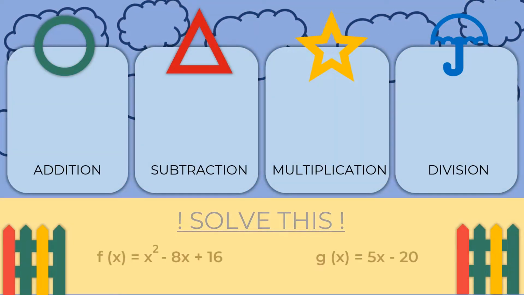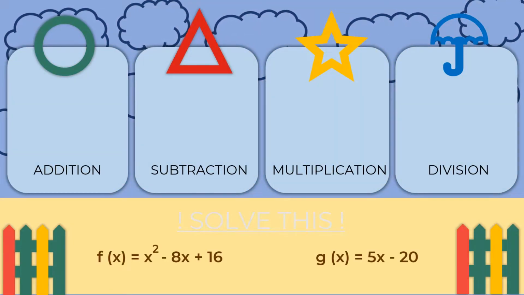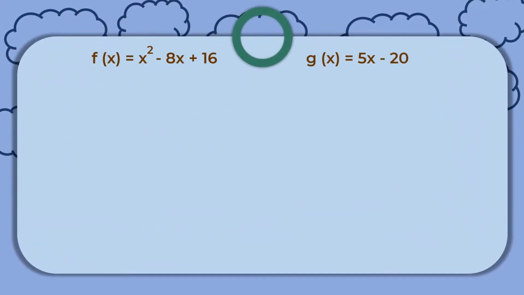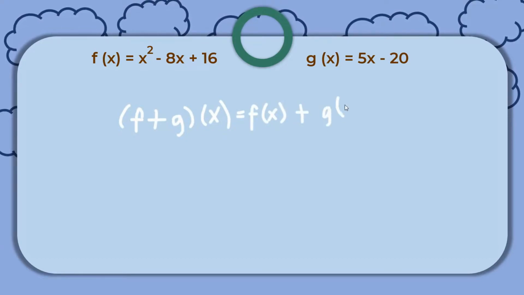Given the functions f of x is equal to x squared minus 8x plus 16, and the second function, which is g of x, is equal to 5x minus 20. Let's proceed first with the shape of the circle. Using the formula of addition, we can get the sum of the functions. So let's use the formula, which is (f plus g) of x is equal to f of x plus g of x. Then, we substitute the values.